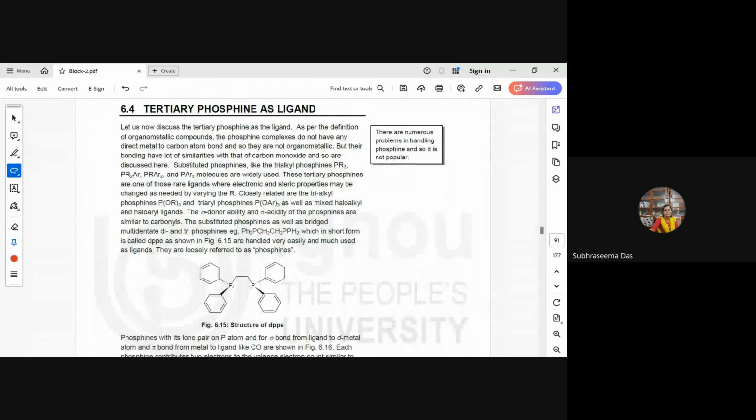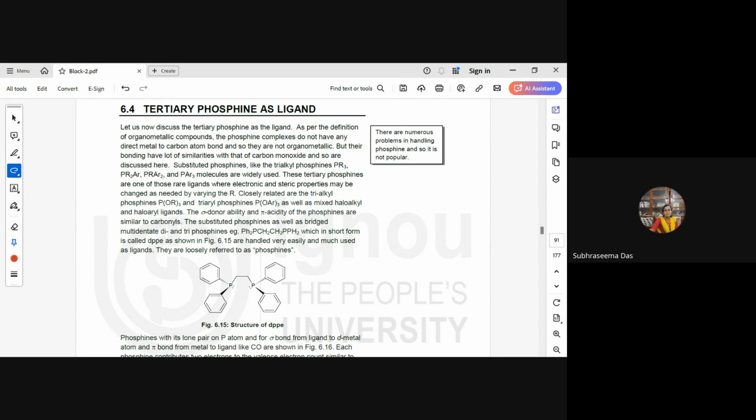Now, tertiary phosphines. As per the definition, phosphine complexes do not have any direct metal to carbon atom bond, since phosphine involves PH3, and thus they are not organometallic in nature. Technically speaking, they are not organometallic, but because they have lots of similarities with carbon monoxide, substituted phosphines like PR3, PR2Ar are used.